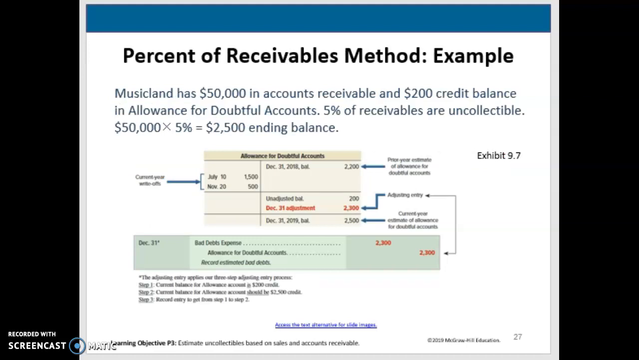It says Musicland has $50,000 in accounts receivable and a $200 credit balance in allowance for doubtful accounts. They estimate that 5% of receivables are uncollectible. So we're going to take 50,000 times 5%. That's going to give us 2,500 as what we want our allowance for doubtful accounts to be. Since we already have a credit balance of 200 and we want it to be 2,500, we only need to adjust it by 2,300. So we're going to debit bad debt expense for 2,300 and credit allowance for doubtful accounts for that 2,300.